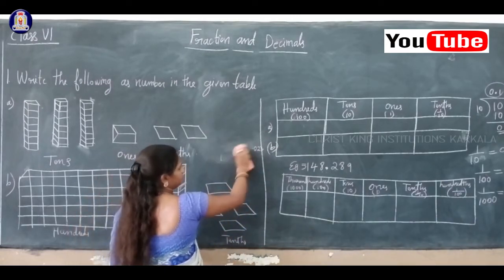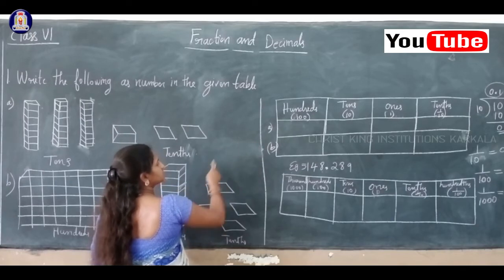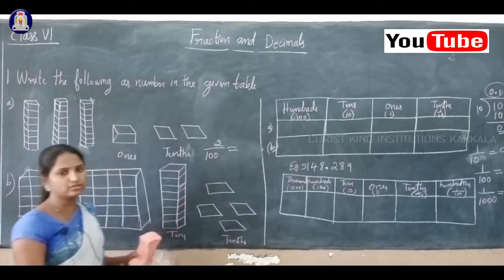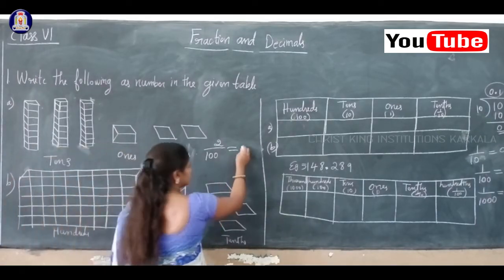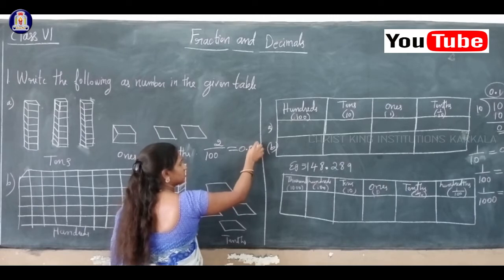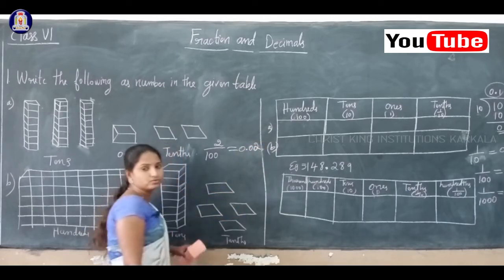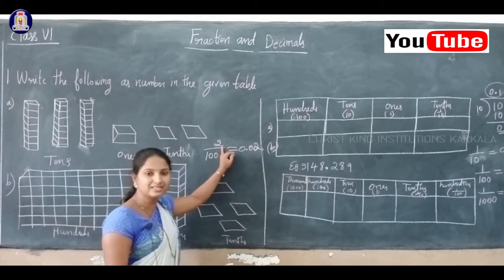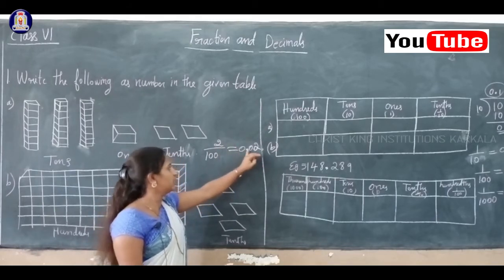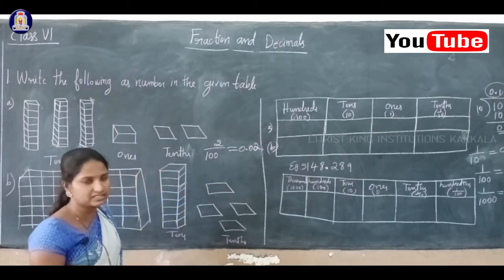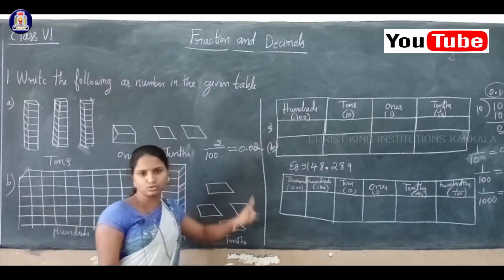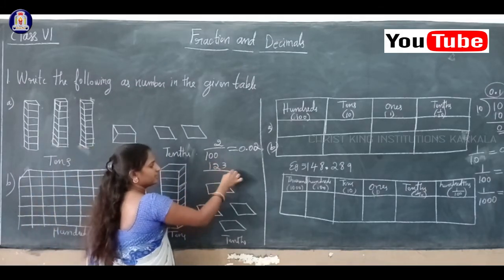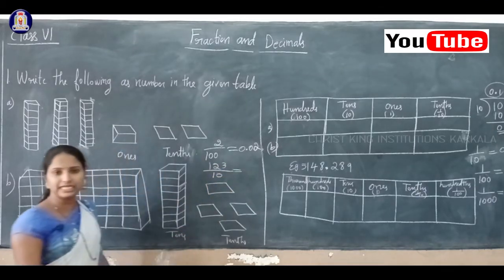So suppose the number is 2 by 100. The denominator has 2 zeros. So we write 0.02, because 2 is there in the numerator, that you must write. Then after the decimal point we must get 2 digits, so that means 0.02. Clear? So suppose the number is 123 divided by 10.